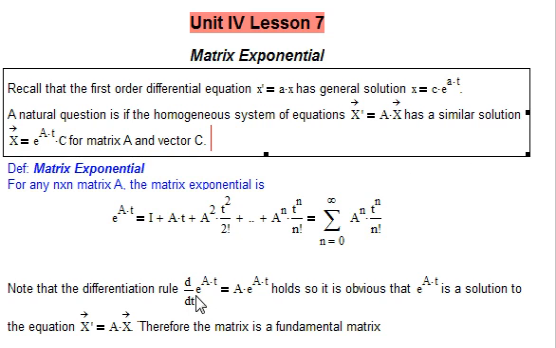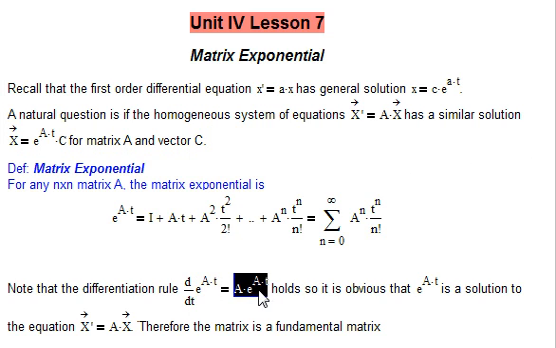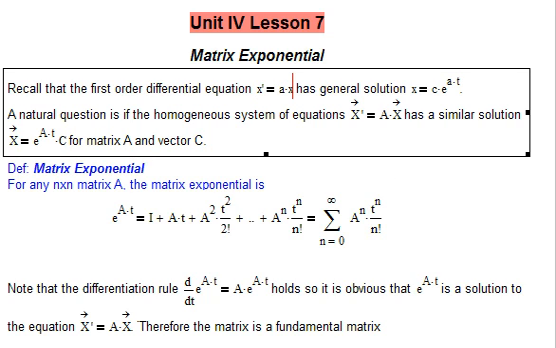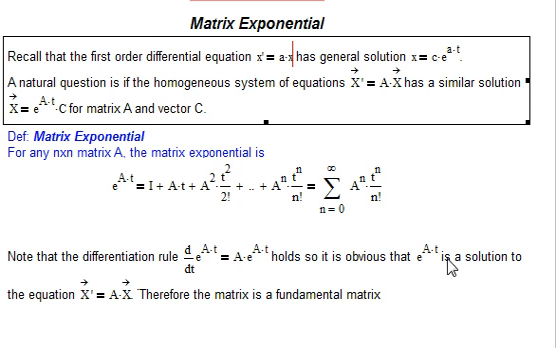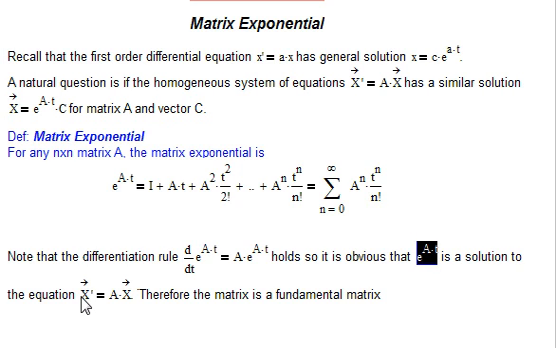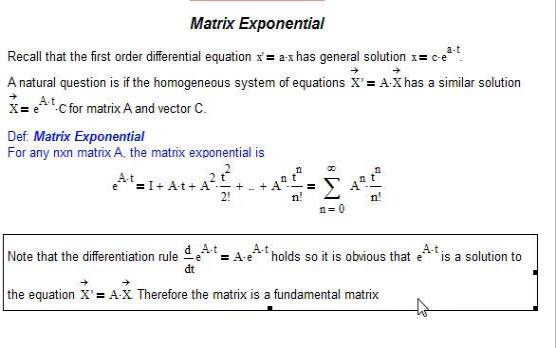And so this matrix e to the A t, in fact, behaves just like this does. See? The derivative of this matrix exponential is A times the matrix exponential itself. So therefore it's obvious that e to the A t is a solution to this homogeneous equation. Therefore the matrix is a fundamental matrix.